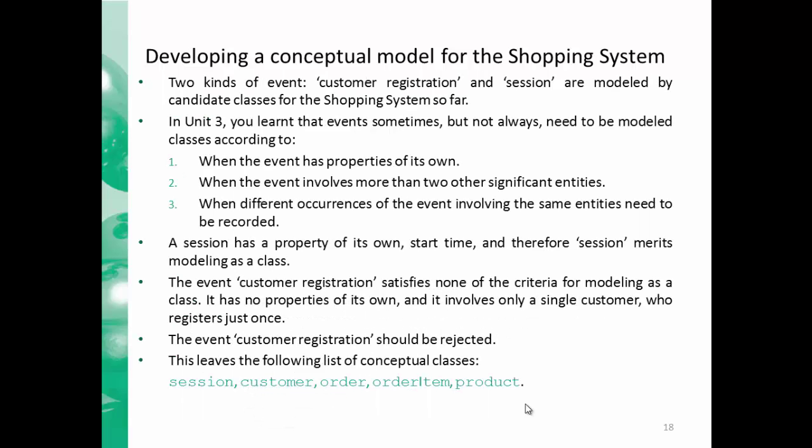Now, talking about the event candidate classes identified earlier, we mentioned in Unit 3 that you don't always represent the event as a class. There are some conditions that at least one of them should be achieved to be able to consider the event as a class. The event has a property or properties of its own, then it must be represented as a class. If the event is connecting two significant entities in the system, then we may model it as a class. Or if the event occurrence needs to be recorded, then some information about this event should be recorded in the system, and that won't be possible without having the event as a class.